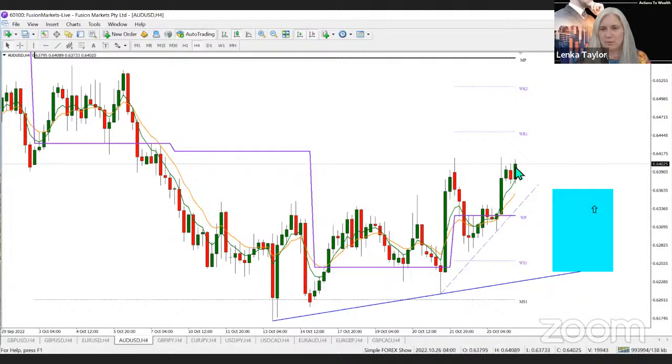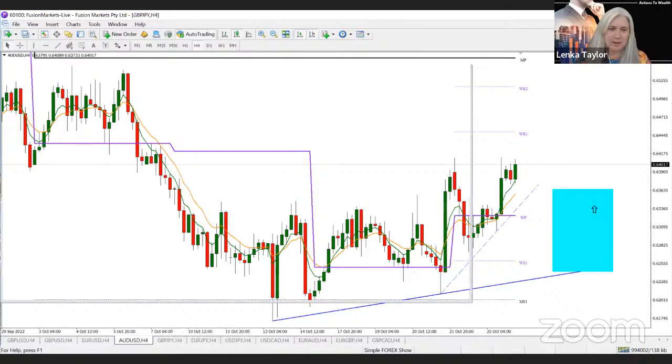So I'm looking for that price action to come at least to the trend line here on the 4-hourly chart, or even further back, ideally further back down to this level of trend line, and then looking for long opportunities there.